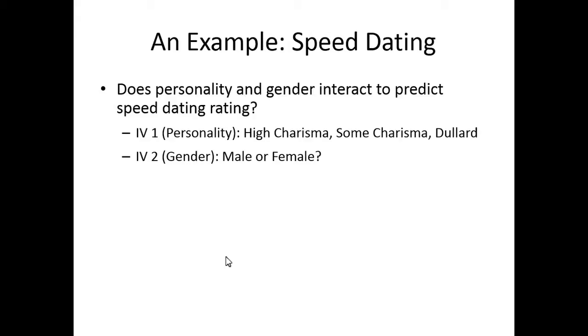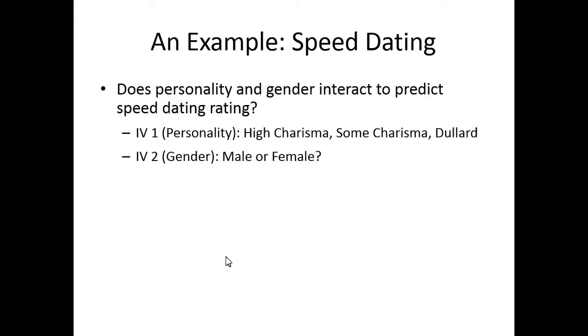So we've got one personality IV. They're going to interact with people who are high charisma, some charisma, or no charisma. So basically different levels of appeal personality-wise. And then gender is the gender of the person who's doing the speed dating. So are they male or female?